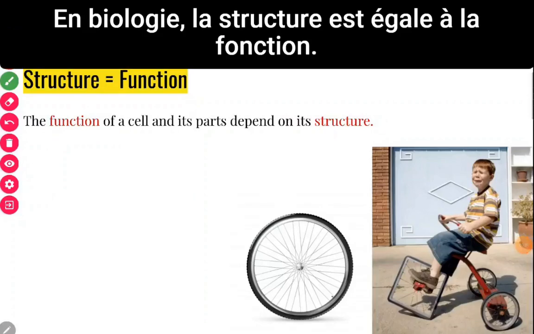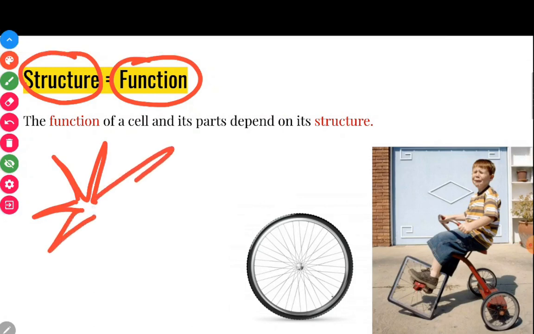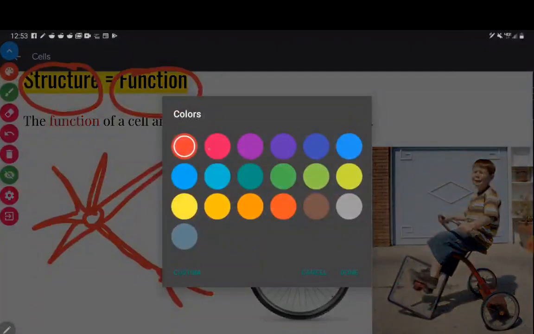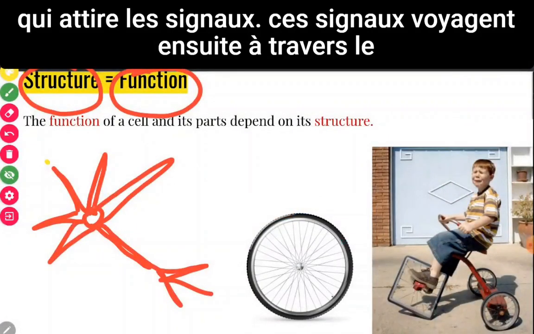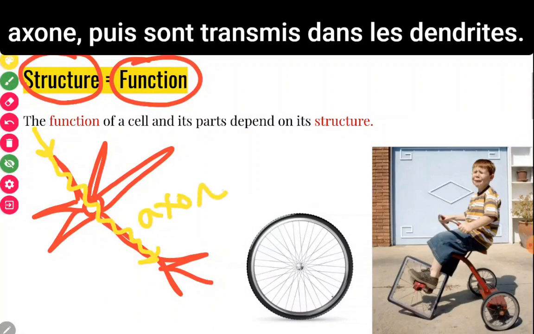In biology, structure equals function. This is also true for cells. A cell like a nerve cell has a very specific shape. It has its main cell body that attracts signals. Those signals then travel through the axon and then are transmitted out in the dendrites.